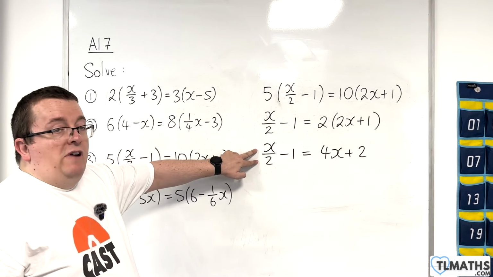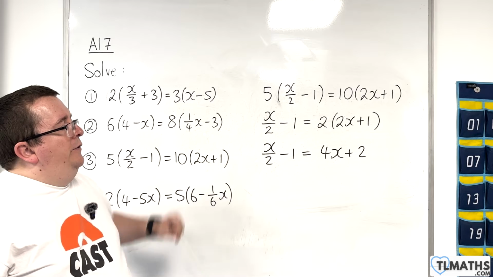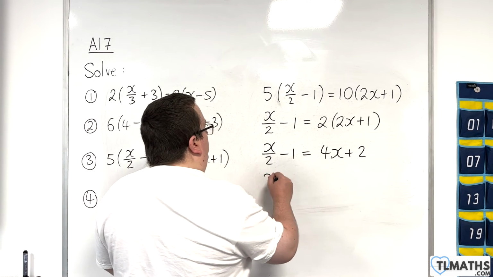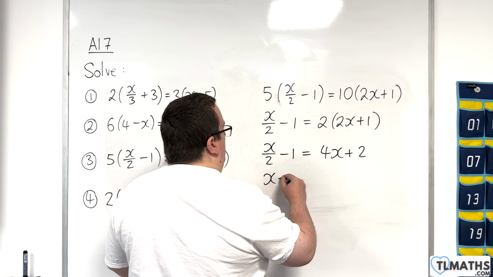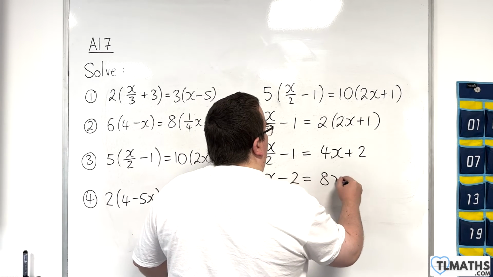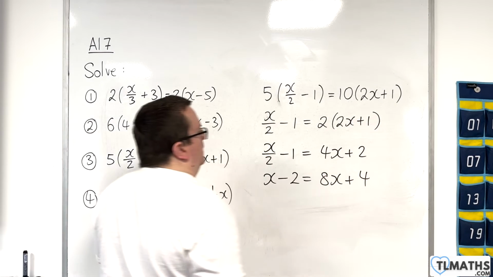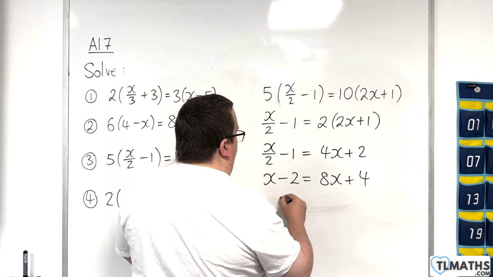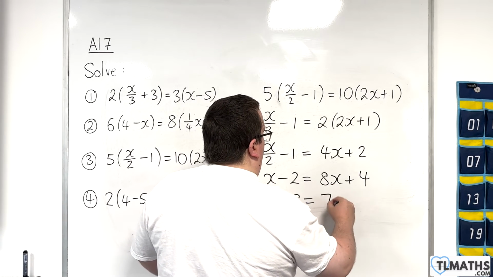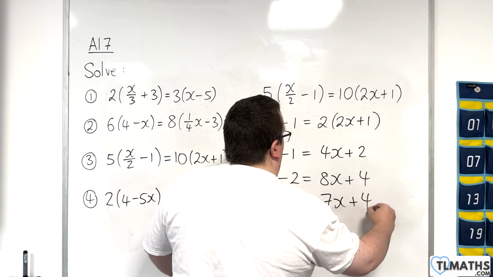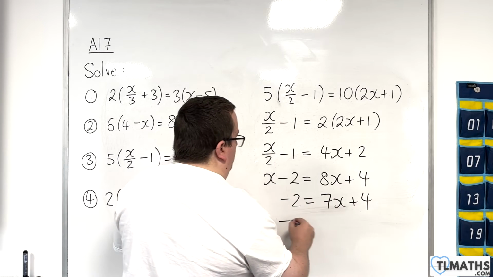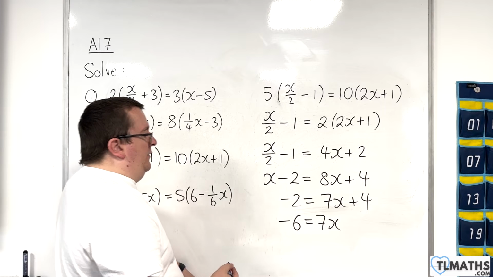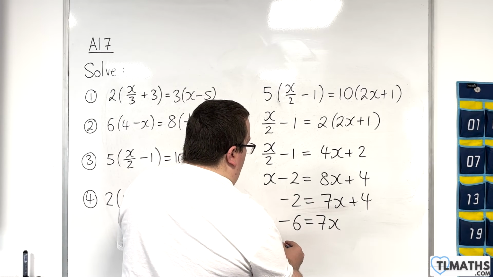Now I've got this fraction here, the x over 2, so let's multiply through by the denominator and make things a little bit easier for ourselves. So multiplying everything by 2, x take away 2 is equal to 8x plus 4. Okay, now we can subtract the x from both sides, so minus 2 is equal to 7x plus 4. Subtract the 4 from both sides, so 7x is equal to minus 6, and then divide both sides by 7.